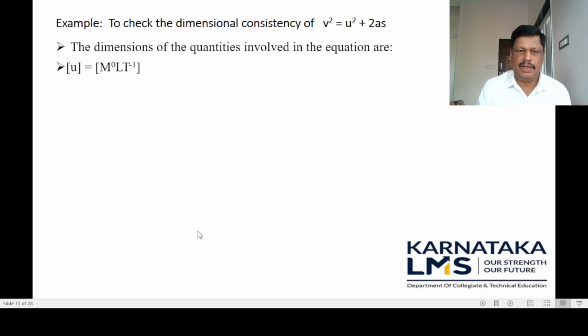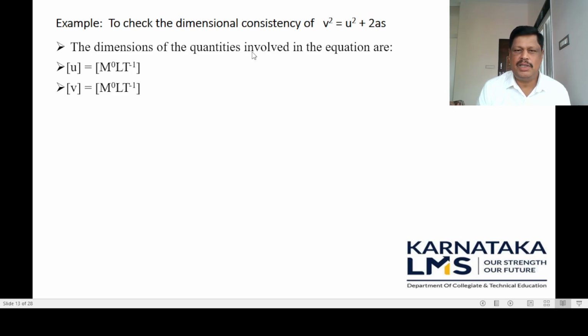For example, let us check the dimensional consistency of the physical equation V square is equal to U square plus 2AS. First of all, we should check whether the dimensions of the physical quantities on either side of the physical equation are the same or not. Then only we can say this equation is correct. Here V is the final velocity, U is the initial velocity, A is the acceleration, and S is the displacement or distance travelled.